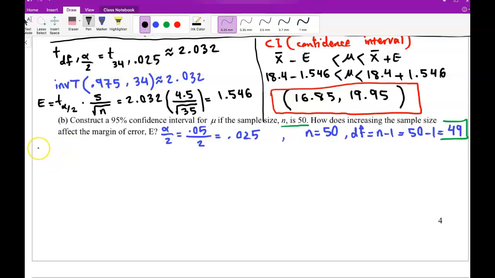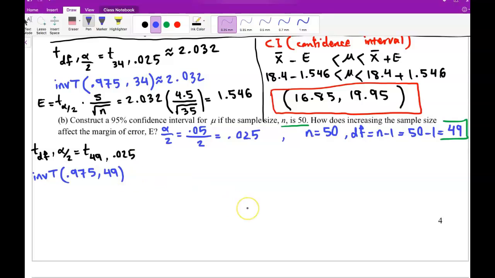t. So t here, degree of freedom, we have 49. Then here alpha divided by 2 is 0.025. So here again use calculator. It's inverse t. We have exactly the same thing, 0.975. Now instead of the 34, we have 49.